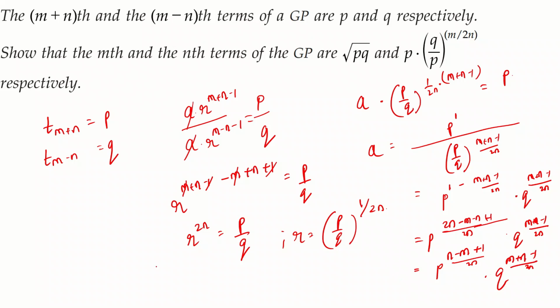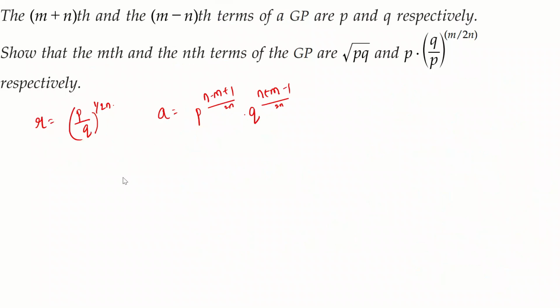All we need to do is just find out the value of Tm and Tn, because that is what is required. So let's quickly find it. Okay, let me clean up some stuff. So what is Tm? Tm is equal to A into R to the power of m minus 1, which is p to the power of (n minus m plus 1) by 2n times q to the power of (n plus m minus 1) by 2n. So this is the value of A.